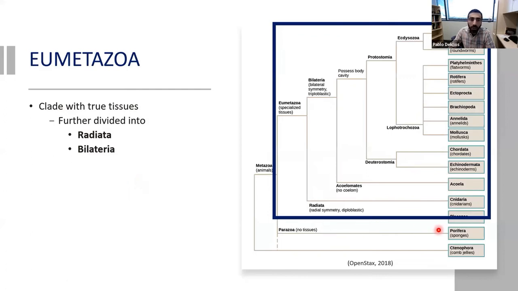So those are the only non-tissue animals, the sponges. From there, everything else has tissue. And within this clade of all tissued animals, Eumetazoa, we break it up into two of the next biggest clades, which are the Bilateria, the bilateral animals, and the Radiata, the animals with radial symmetry.